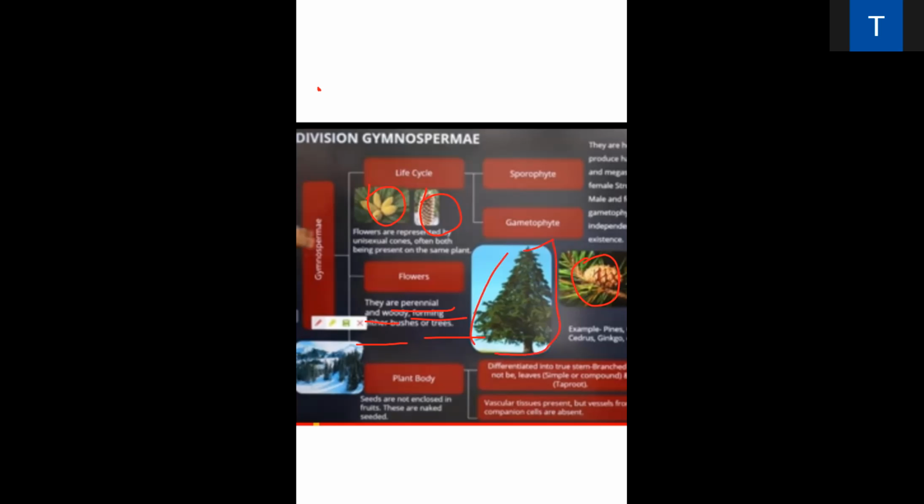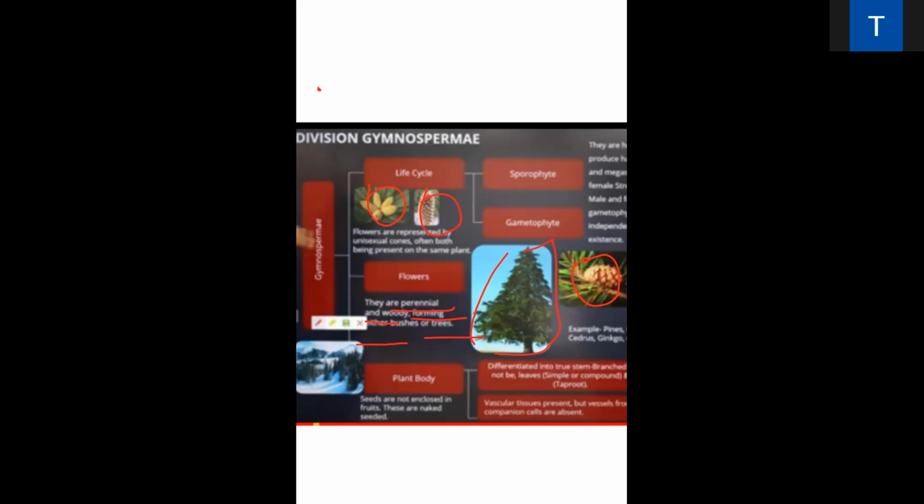Christmas tree is also a cone plant, sorry, a gymnosperm. Pine trees are also gymnosperms, and Christmas tree is also a gymnosperm.